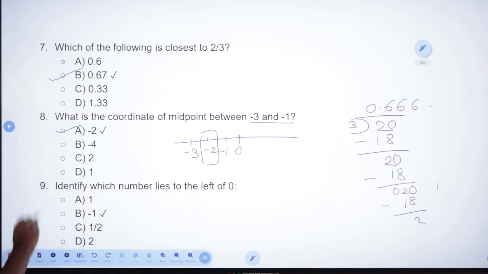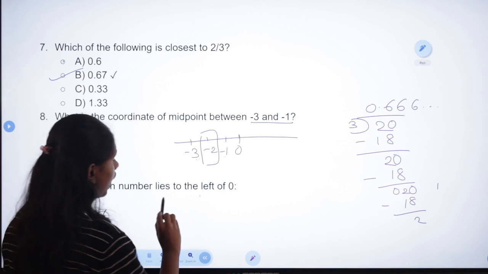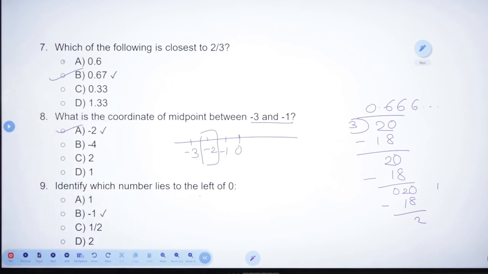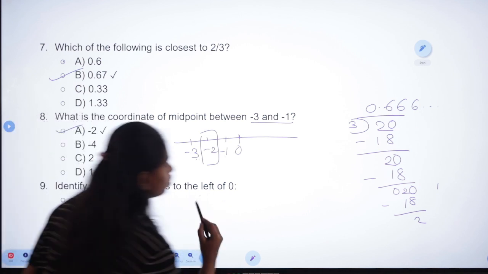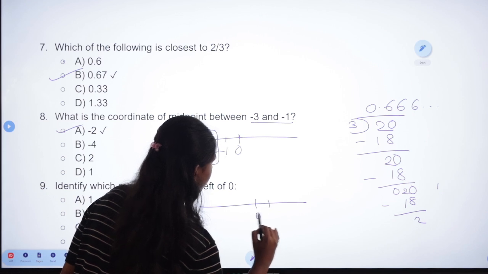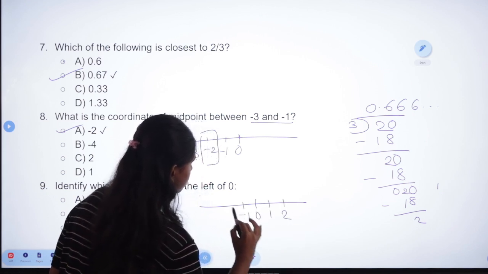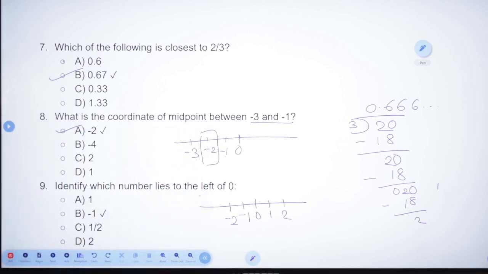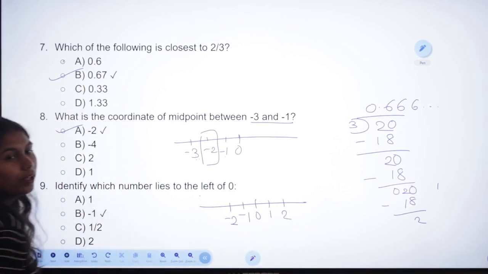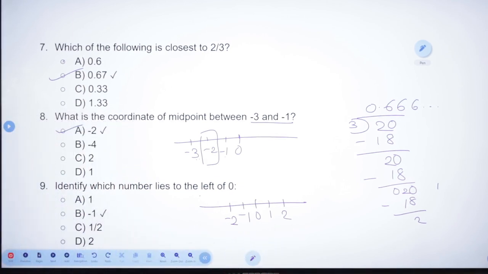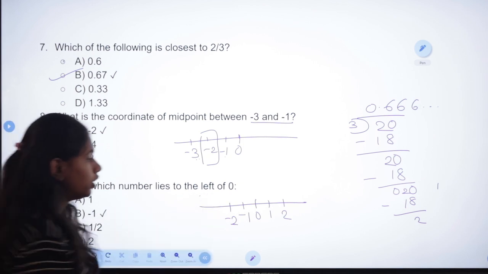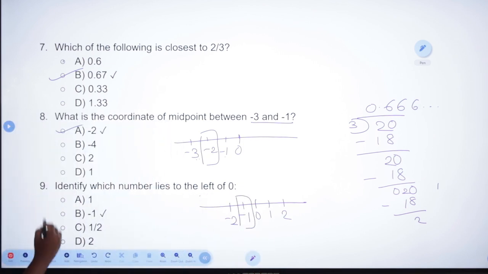Then next, identify which number lies to the left of 0. Now, which is the left side? This is the right side and this is your left side. So which is the number left of 0? That is -1. So -1 will be your option, that is B.